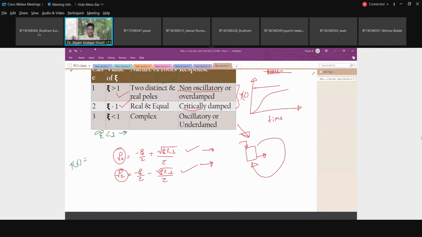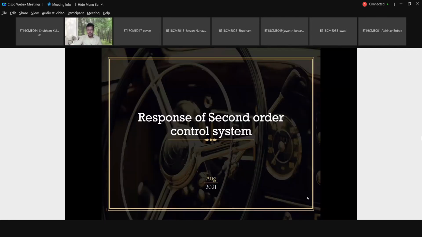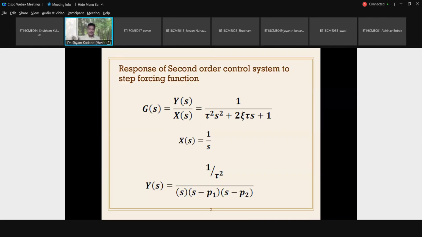Okay, so now we'll move. Now, as far as this particular system is concerned, we'll see the final form of y(t), that is the response for every case.